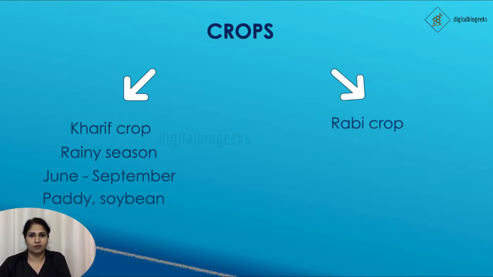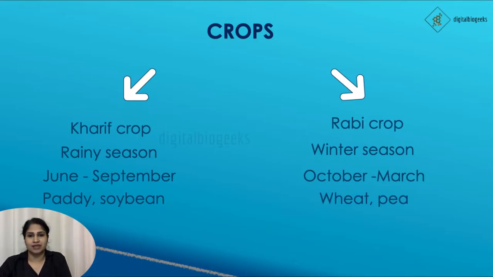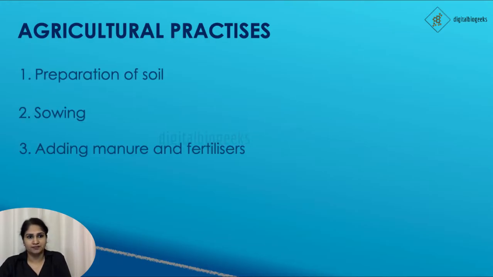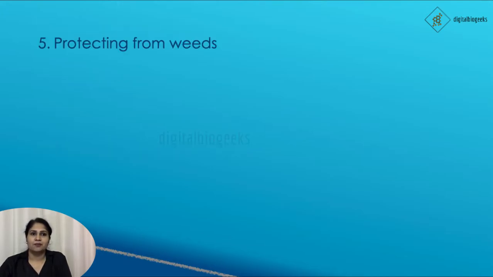Now, rabi crops. Rabi crops are grown in the winter season. The winter season is from October to March. Examples of rabi crops are wheat and pea. Moving on to agricultural practices. Agricultural practices are the activities which farmers follow in crop production. They are preparation of soil, sowing, adding manure and fertilizers, irrigation, protecting from weeds, harvesting and storage.